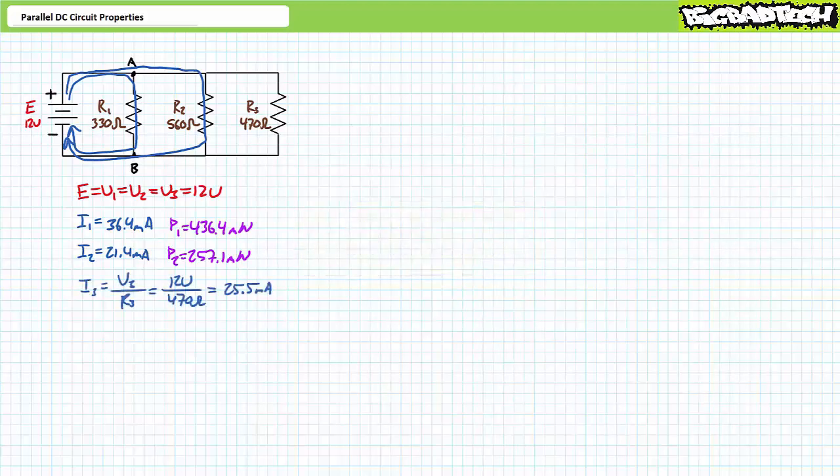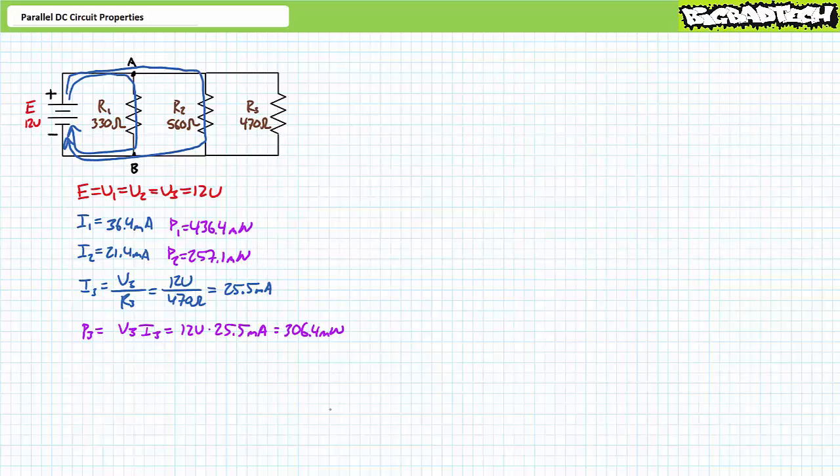The current through R3 will be equal to the voltage across it divided by its resistance. I3 equals V3 over R3. Substituting our given values demonstrates I3 will be roughly 25.5 milliamperes. Power dissipated by R3 will be equal to the voltage across it times the current through it. P3 equals V3 times I3. Substituting our given values demonstrates P3 will be roughly 306.4 milliwatts of power.